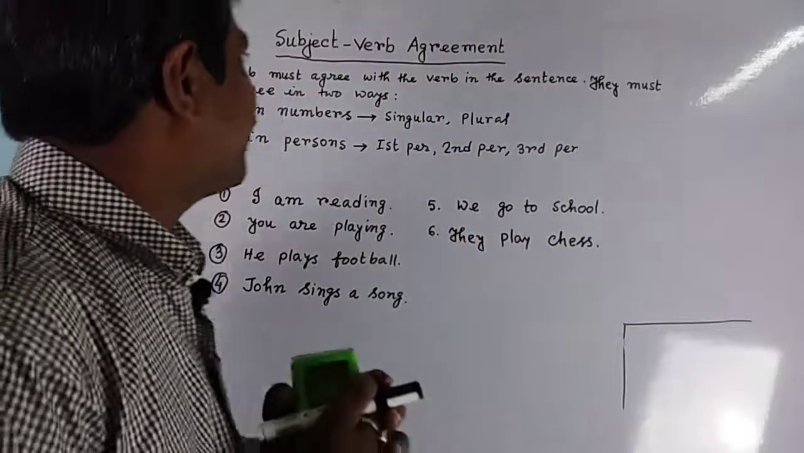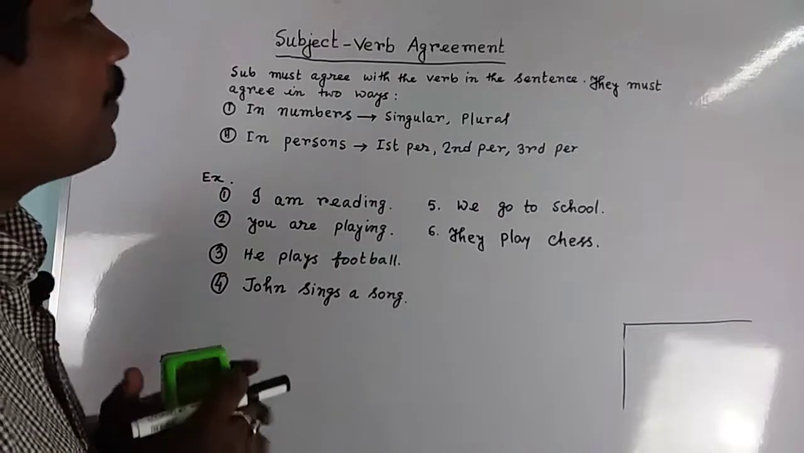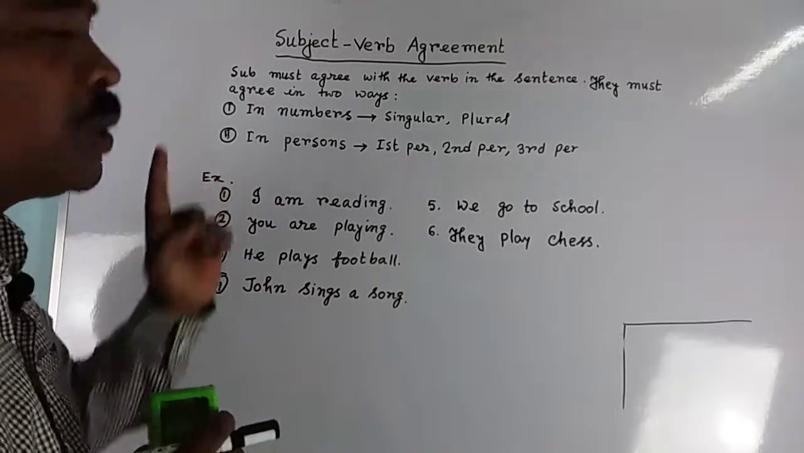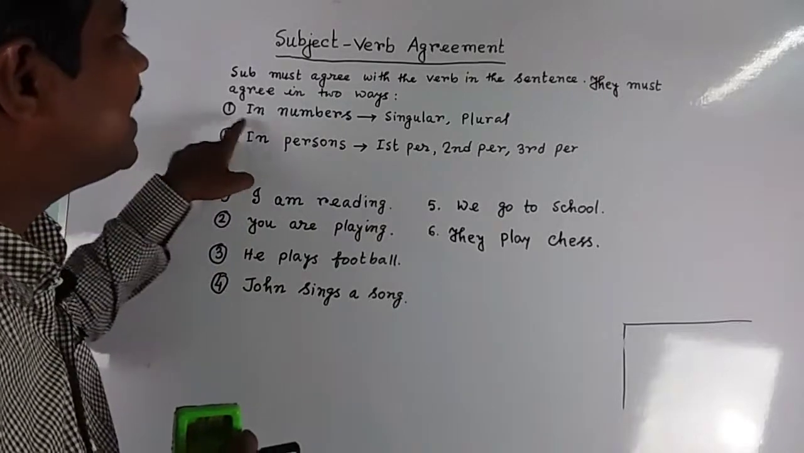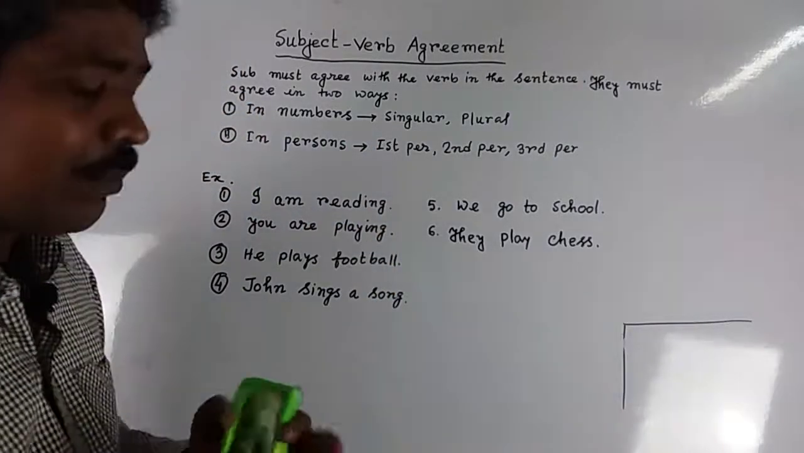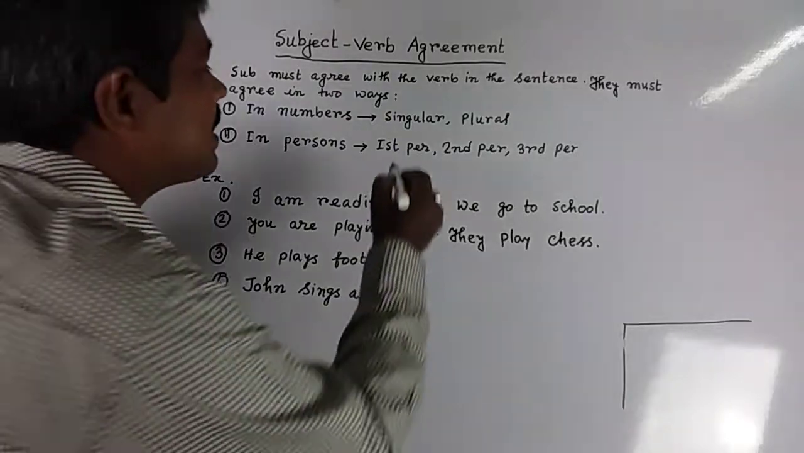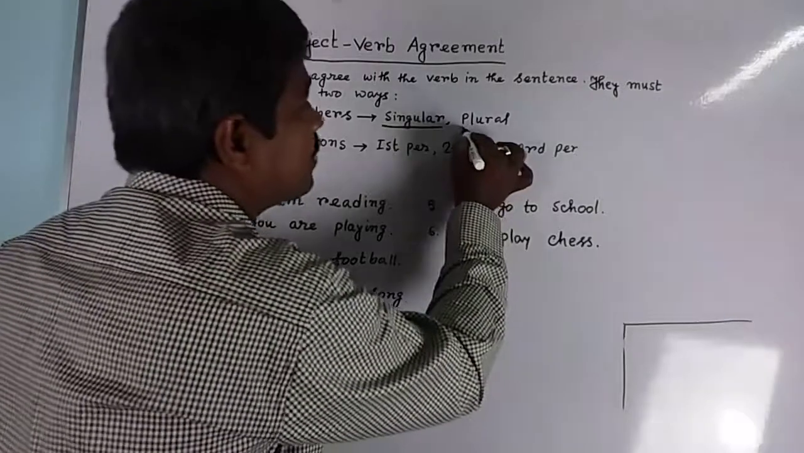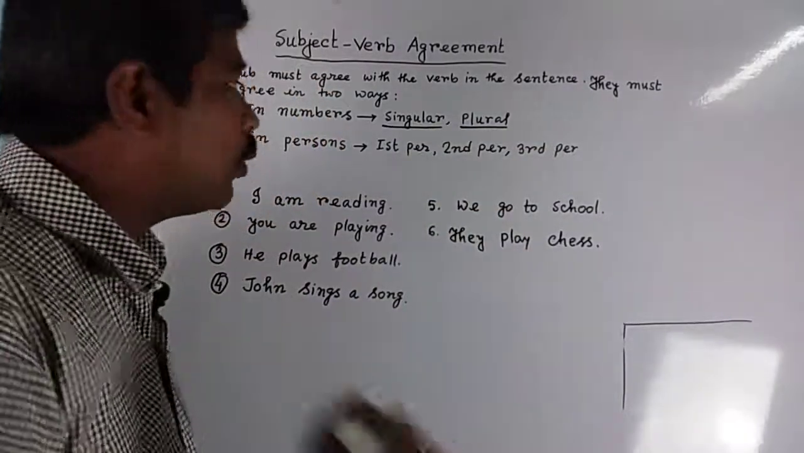You can see I have written here: the subject must agree with the verb in the sentence. They must agree in 2 ways. Number 1 is in number. There are 2 types of number: singular number and plural number. If the subject is singular, the verb will also be singular. If the subject is plural, then the verb will be plural.